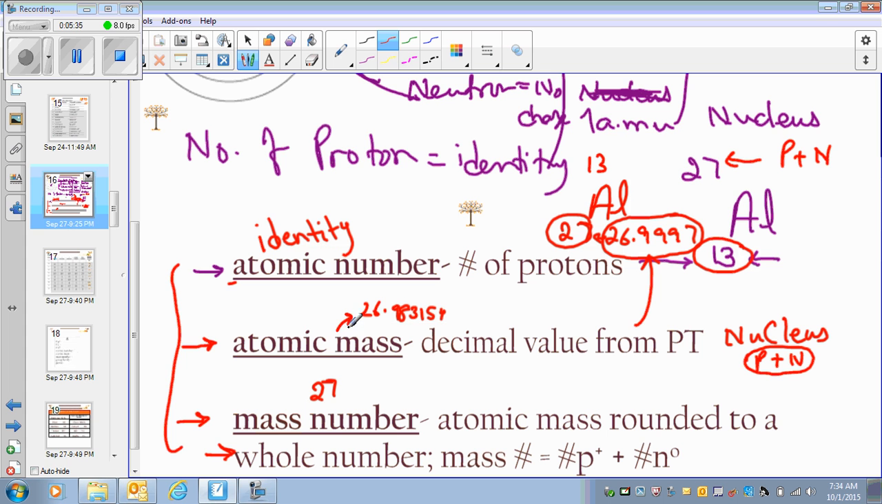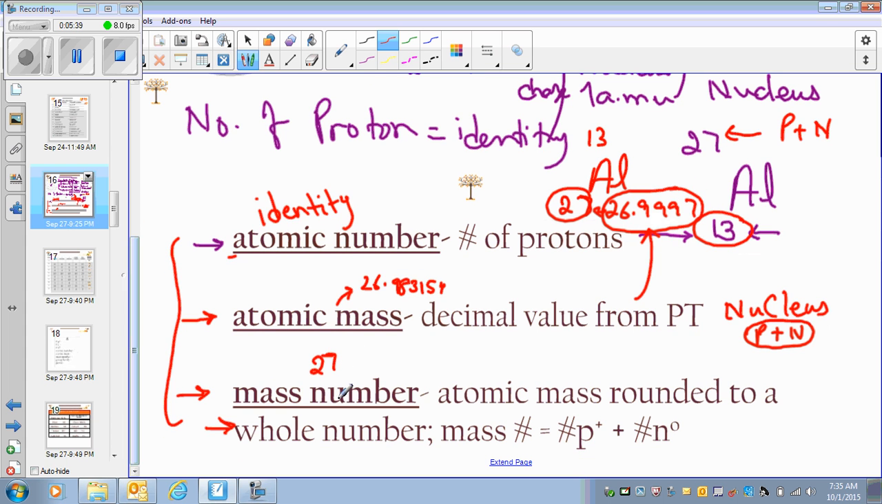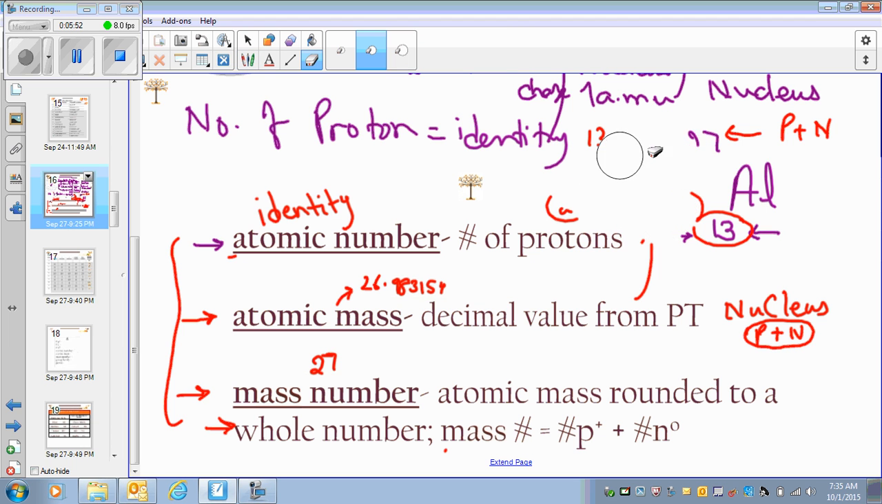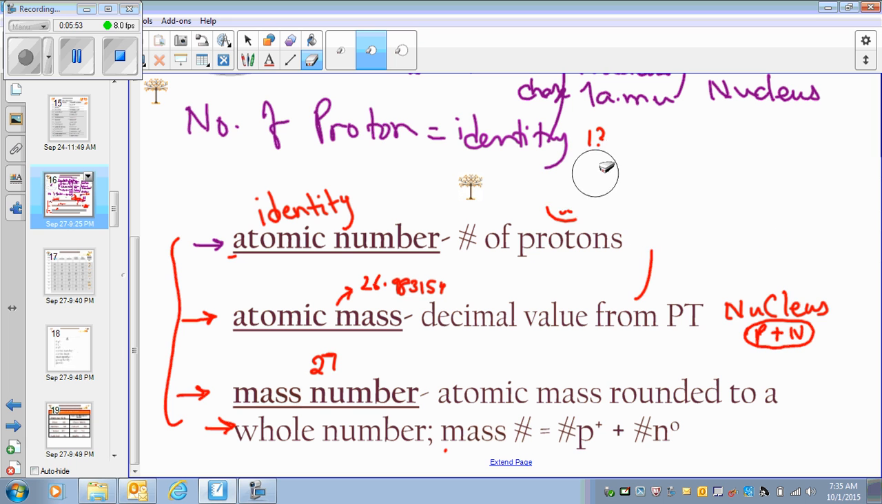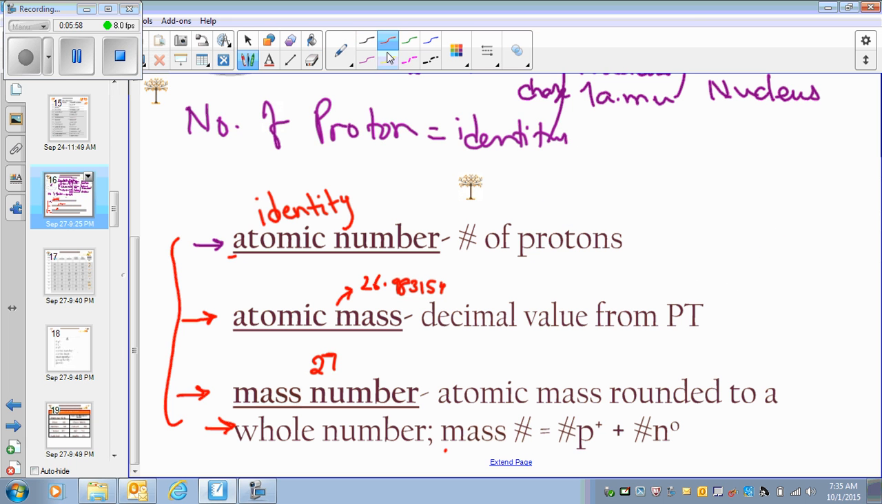So if this is the atomic mass, this is the whole number. When we calculate the number of neutrons, we must use the mass number and subtract the atomic number out of this. The number of neutrons can never be in decimals. What I mean is, let's say I ask you to calculate the number of protons, electrons, and neutrons for aluminum. So let's write it again, that you have aluminum.